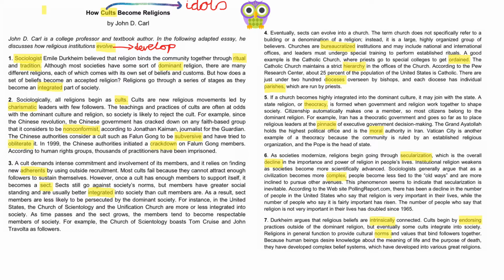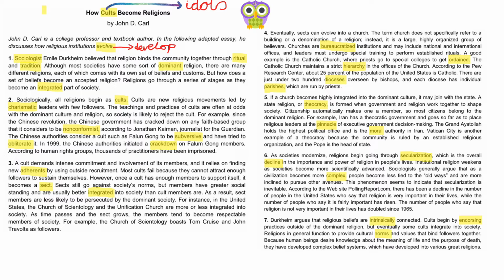So we've only just dealt with paragraph one, and already we have some kind of clear idea that this essay is addressing religion and how cults become religions. So that's an important point to note, and we can always go back and check if that is correct, because it states there that religions bind community together through ritual and tradition. And then you go into paragraph 2.